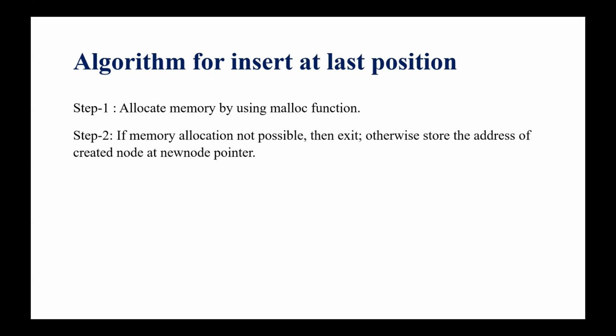Otherwise, whatever address is returned by the malloc function, we have to store in a pointer. That pointer is named, for example, new node. Then we have to store the data value inside the newly created node, and we have to make the next pointer of the newly created node null. The reason is that the newly created node is going to be the last node of the linked list. Anyhow, the last node of the linked list always points to the null value.